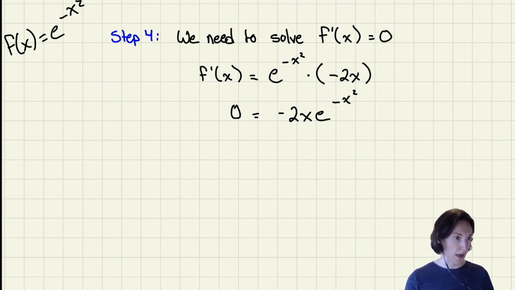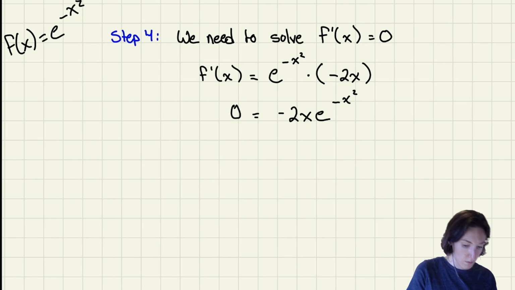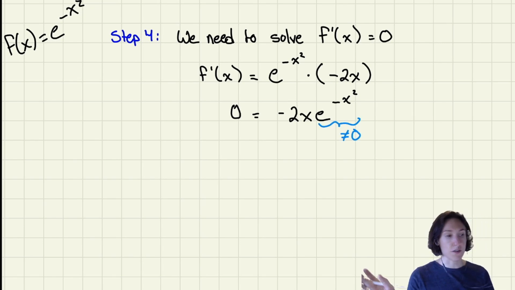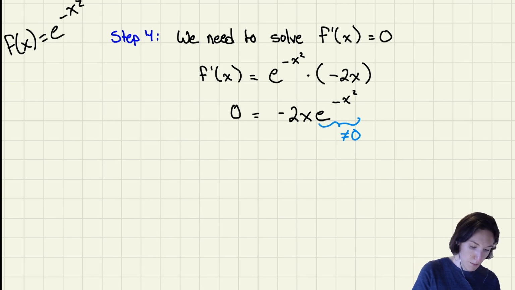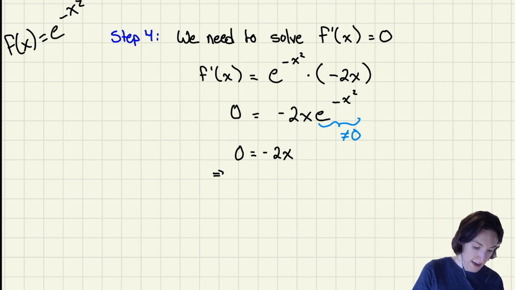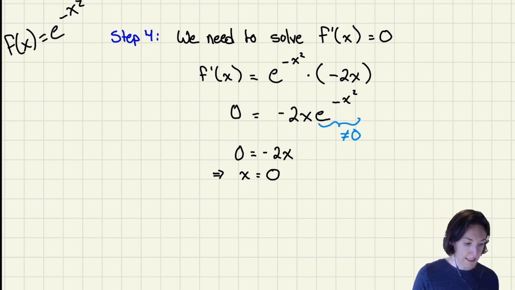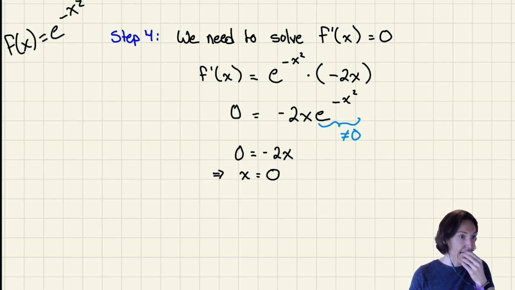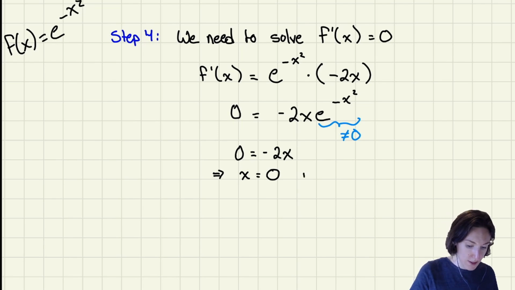So what does this give me? And I have to be very careful, right? Because this part never is equal to 0. So this part basically, this is never 0, so we can think about it like just dividing it out. It's going to be some positive number, so I'm only left with negative 2x. X is equal to 0. And when x is equal to 0, this is our critical number.